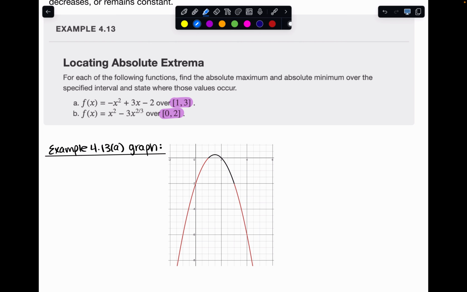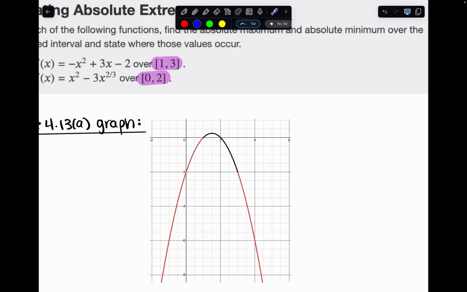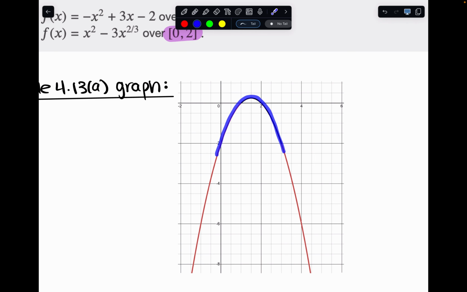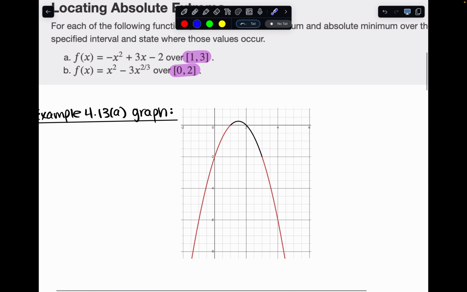For now, I want to just discuss functions like negative x squared plus 3x minus 2 and x squared minus 3x to the 2/3 by not only using the first derivative, but also by looking at the graphs. So in this case, I have graphed in Desmos the example A, negative x squared plus 3x minus 2, and I've graphed it in red over its entire domain, and I've added this little black portion here just to show you what the 1 to 3 looks like. And we're going to pick up talking about this example in lecture.